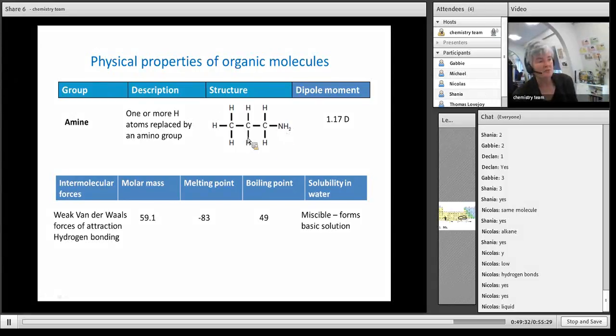And this really is just an organic form of ammonia, where we've replaced one of the hydrogens of ammonia, because ammonia is NH3, this is NH2, and the other H has been replaced by an alkyl group. So the nitrogen still has a lone pair of electrons it can donate and become a base. So it's basic, and if I put red litmus paper in, what would happen to it?